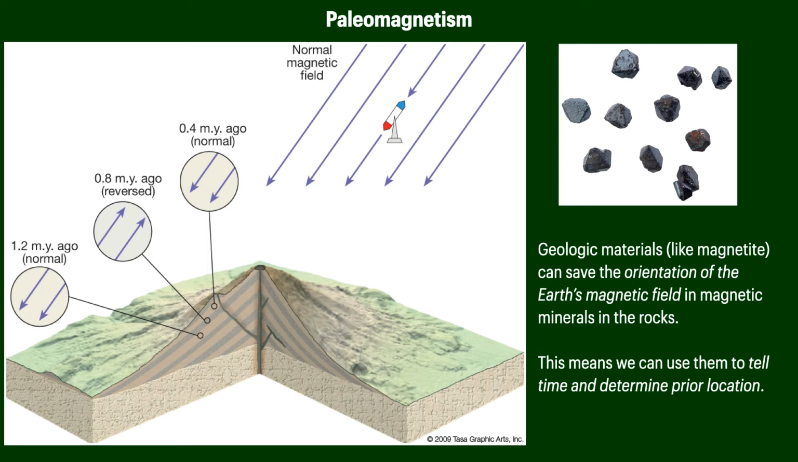And also the rocks can retain information about the location of the North Pole relative to where those rocks were forming. So we call this whole field of studying rock magnetism in the past paleomagnetism. And if we have information about the timing of some of these events, the changes of polarity and such, we can use the polarity of rocks to correlate them, to tell time, and to tell us something about their prior locations.